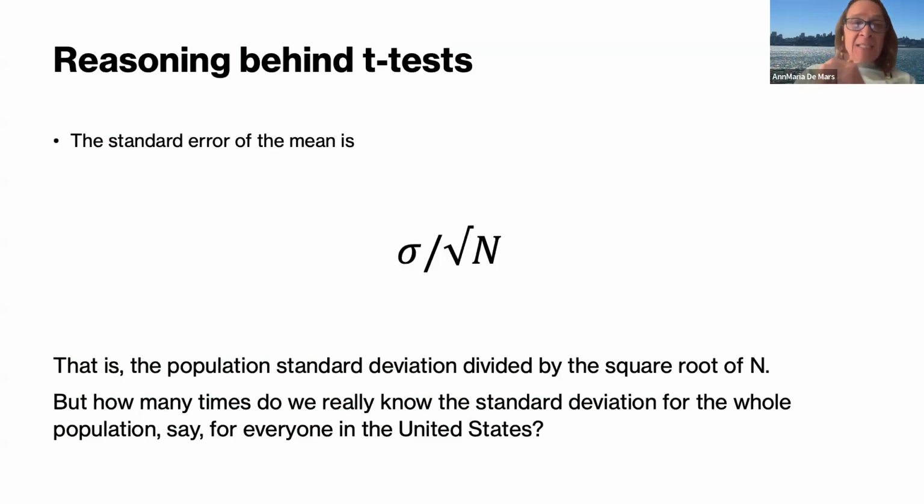The reasoning behind t-tests, first of all, let's say the standard error of the mean is the standard deviation divided by the square root of n, which it is. But that's the population standard deviation divided by the square root of n. But how many times do we really know the standard deviation for the whole population? Say for everyone in the United States. Not very often, right?